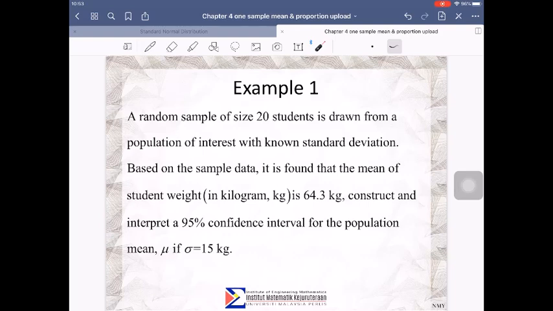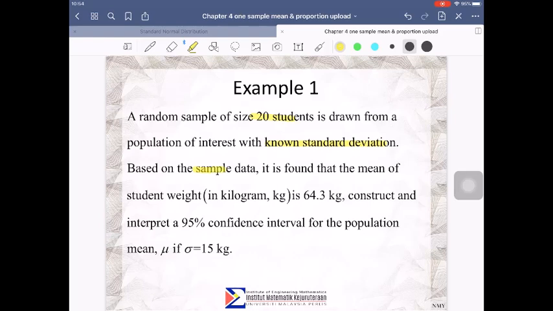We look into example 1. After finishing reading the example question, what you need to do is write down all the information you have inside your question. You are given a random sample size of 20 students. Sample size 20. It's drawn from a population of interest with known standard deviation. Based on the sample data, it is found that the mean of student weight is 64.3 kg.